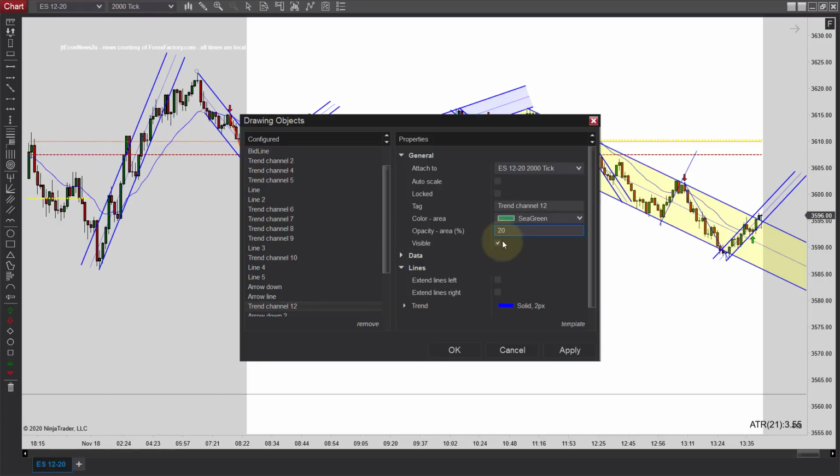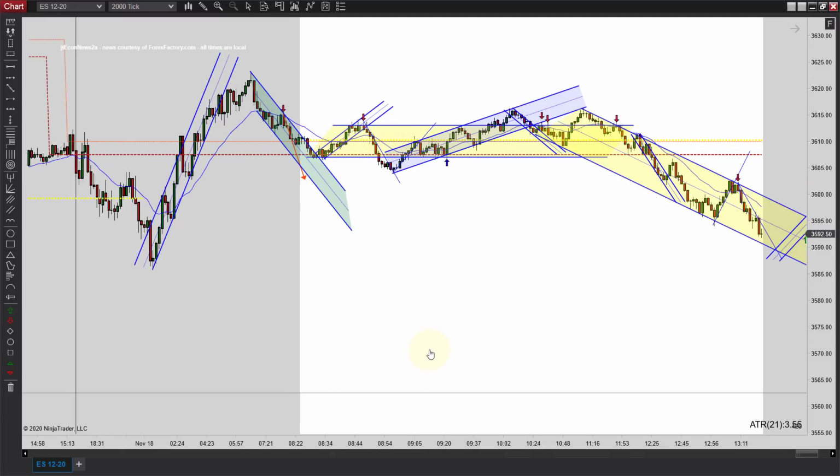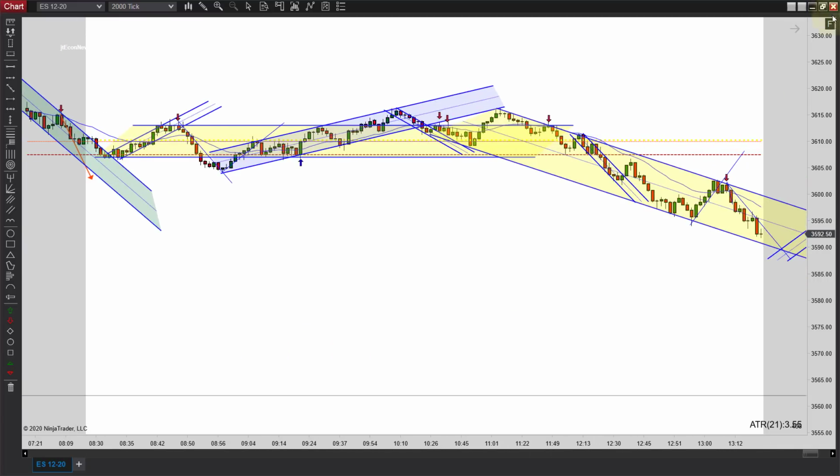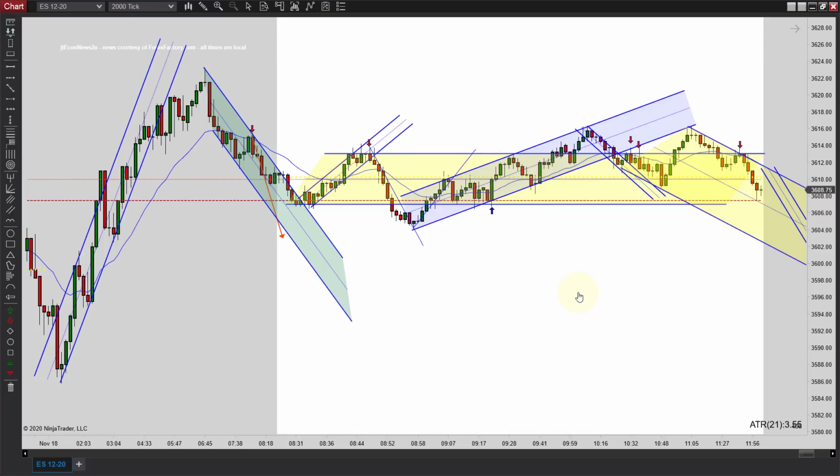Having looked at it like that, let's back out and just color this one since the other ones are colored, just to make it look a little better. Let's back out and we'll go from there.